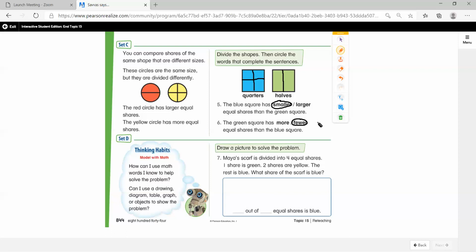Maya's scarf is divided into 4 equal shares. 1 share is green, 2 shares are yellow, the rest is blue. What share of the scarf is blue? Remember, the easiest way to work on these is to do one step at a time. So first, I'm going to draw Maya's scarf. A long rectangle.